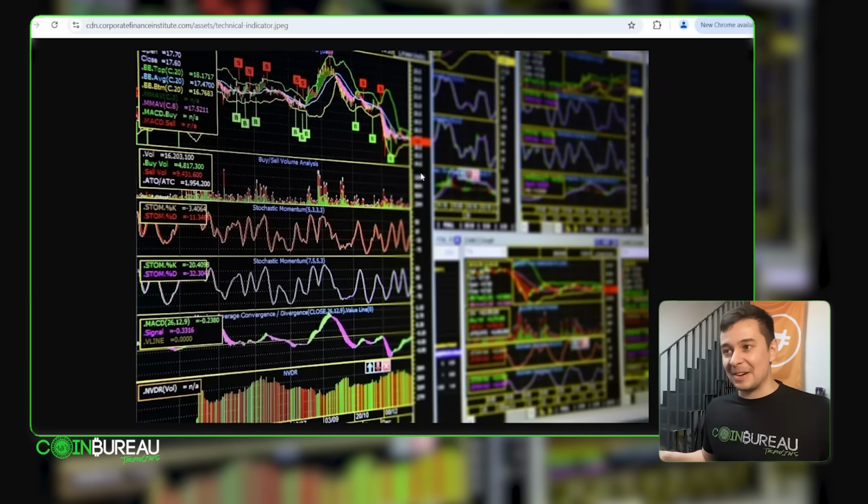So with that being said, guys, I'm just going to start off with a nice little picture here of all these different indicators. And I guess I'll start by saying one thing that I think is really important and that a lot of people miss. Unless you're a super advanced trader, you don't really need all of these indicators.